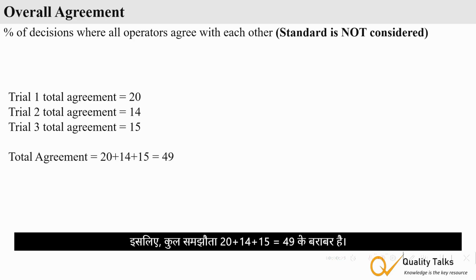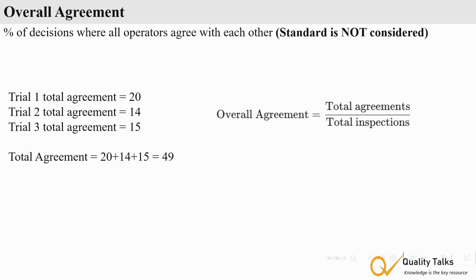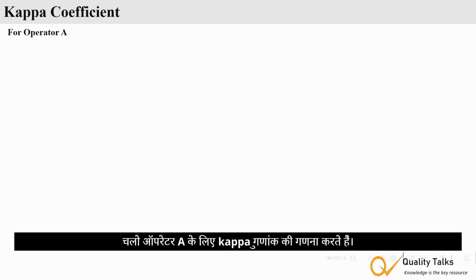In trial 1, total agreements are 20, trial 2 14, trial 3 15. So total agreements are 20 plus 14 plus 15, equal to 49. The formula of overall agreement is total agreements divided by total inspections. We know total agreements are 49, total inspections are 60. So overall agreement comes to 81.7%. Let's calculate the Kappa coefficient for operator A.